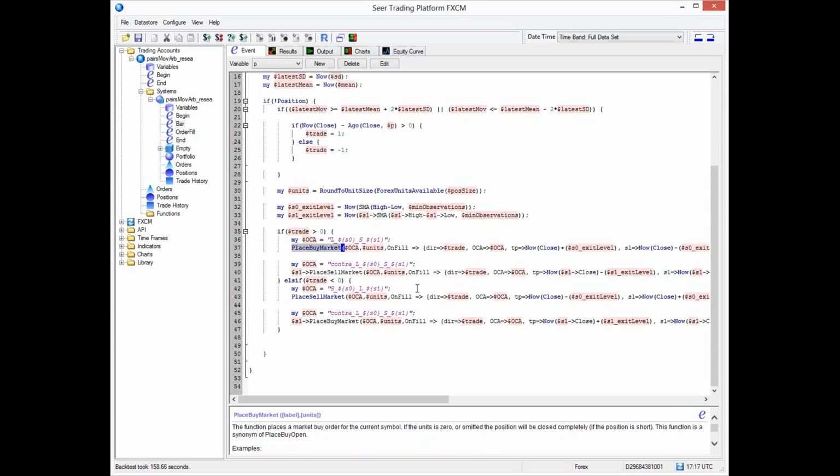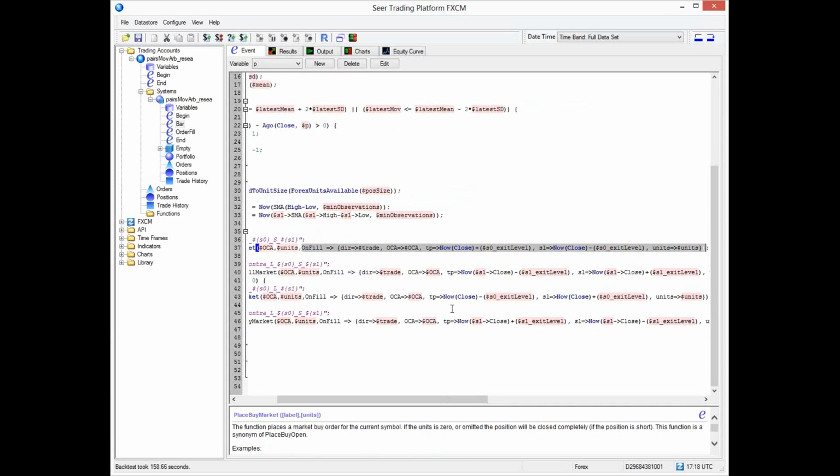So what I'm doing is I'm saying buy market for the current instrument, let's say EUR/USD. I pass through this OCA group name that I've got. I pass it the amount of units, which we calculated up here on line 30. And then I give Seer some information for the on fill event. Now again, remember, Seer is event-based, right? So once my market order gets filled, Seer is going to call an event called order fill. What I want to send through to this order fill is the direction of the trade, my OCA name, my take profit level, my stop loss level, and the amount of units.